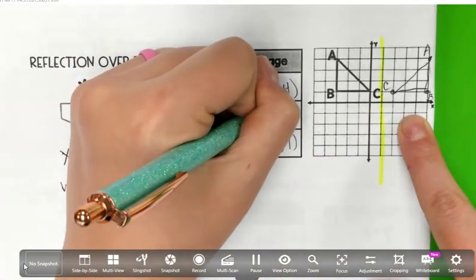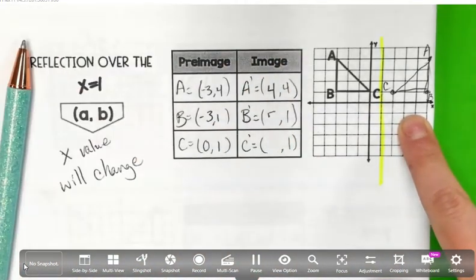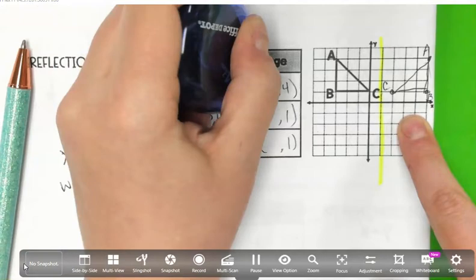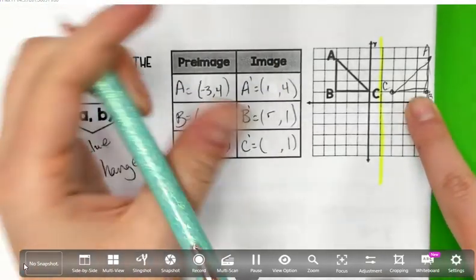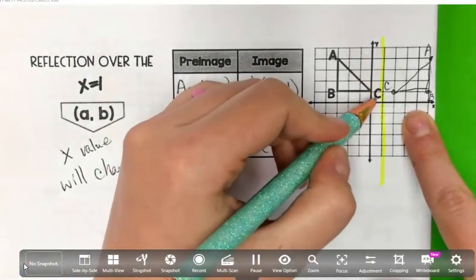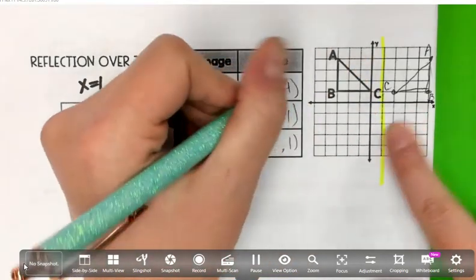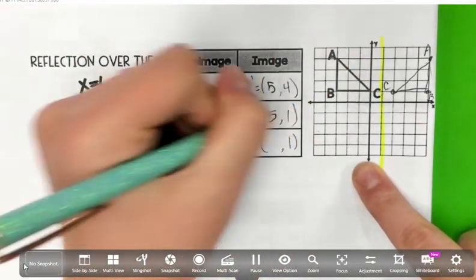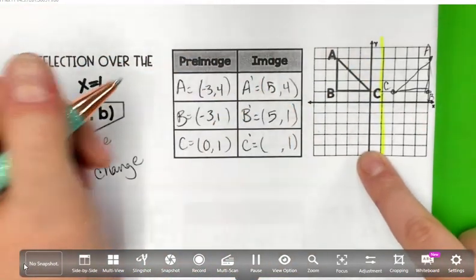And oops, you guys see my mistake here. It is now 5. So that's one easy thing. I was counting this like it was the y-axis, and it's not. It's the line we're reflecting over. So that's an easy mistake you can make.